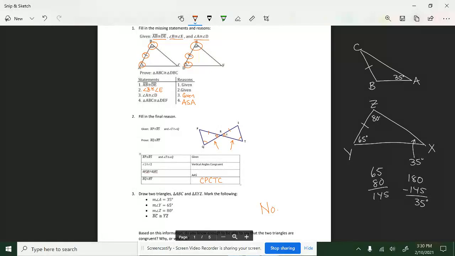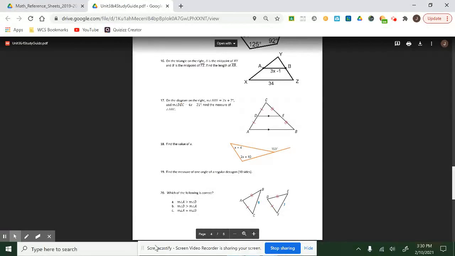And I put a different answer on the study guide I uploaded onto Google Classroom. But just something like not enough information. We don't know enough stuff to be able to say that those have to be congruent. We only have one pair of sides and one pair of angles, and we need at least another pair of angles to be able to show that those are congruent. So not enough information. All right, moving on here.